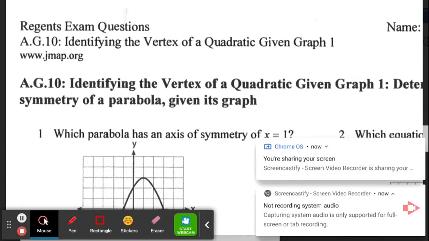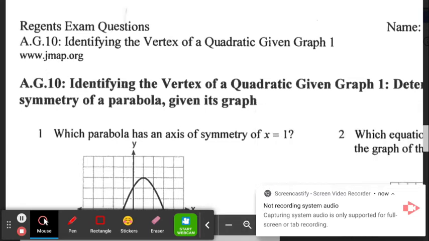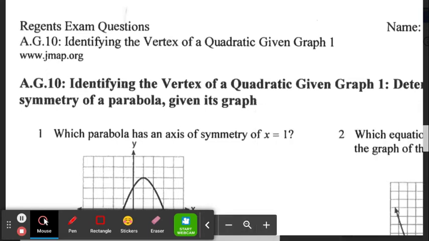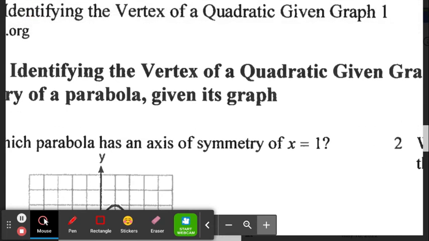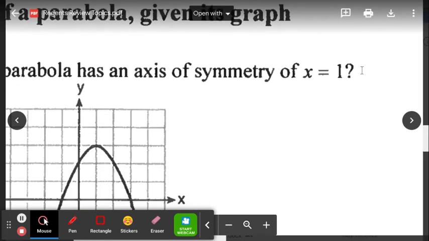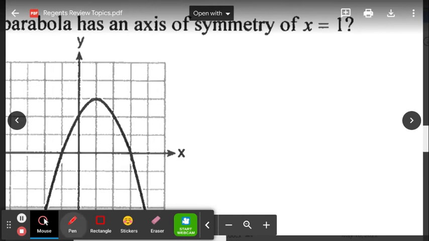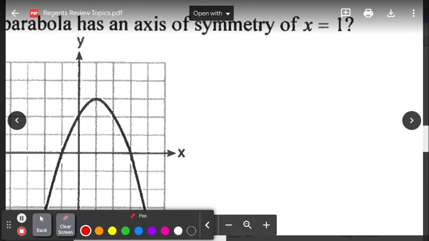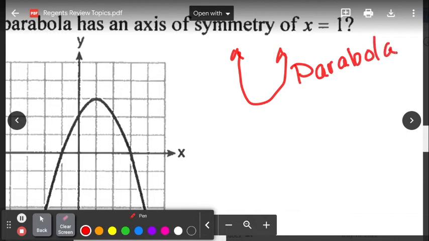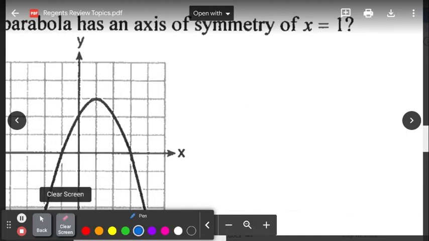This next video is a review for the vertex and the axis of symmetry. Just want to zoom in a little bit. I'm going to draw a picture of my parabola. Remember, the parabola is the graph. So if you have a U shape, this is called a parabola. And the equation is a quadratic equation.